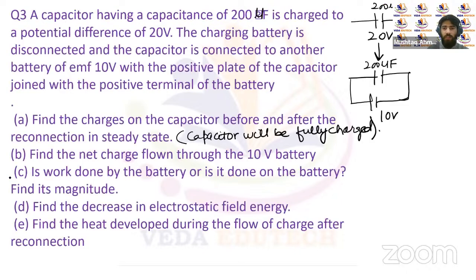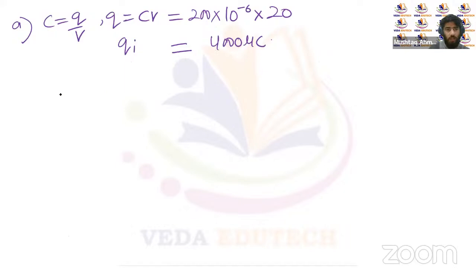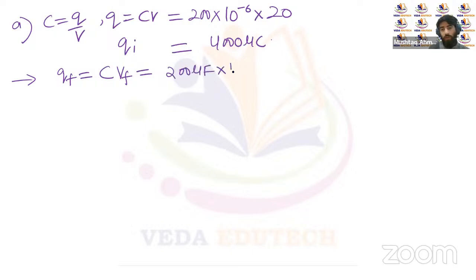Finally, this capacitor is disconnected from the 20 volt battery and connected to a 10 volt battery. It means the charge of this capacitor is going to change. So the final charge will be the capacitance multiplied with the final voltage. The capacitance is once again 200 microfarad, multiplied by the final potential drop, 10 volts. So it will be 2000 microcoulomb, the final charge.